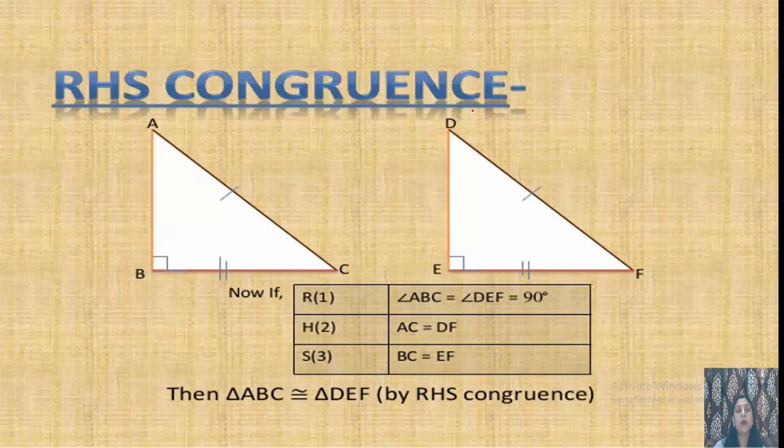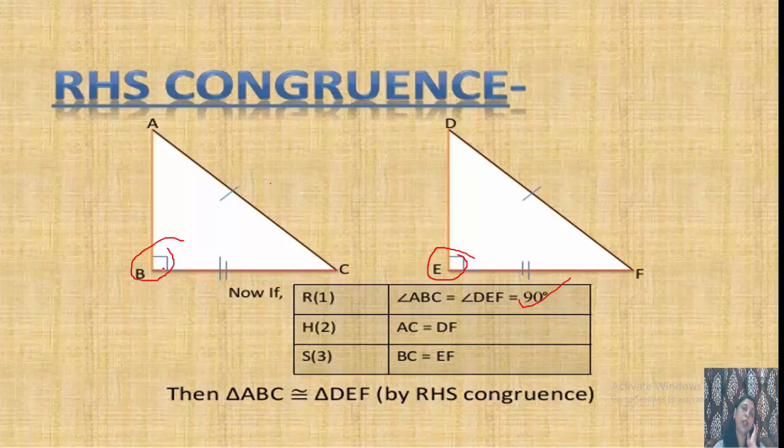Now RHS congruency rule means right angle, hypotenuse and side. There are two triangles. You can see two right angled triangles are there, ABC and DEF. Okay. So this right angle B is equal to right angle E. This can also be written as angle ABC is equal to angle DEF. Both are 90 degree.